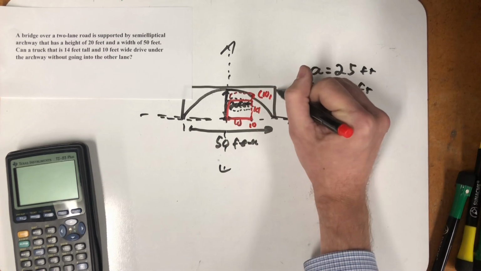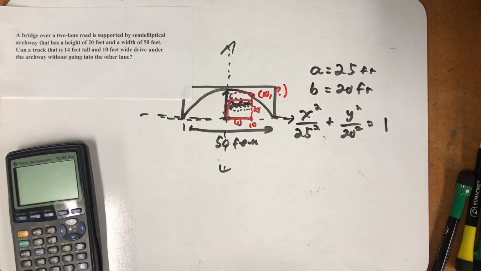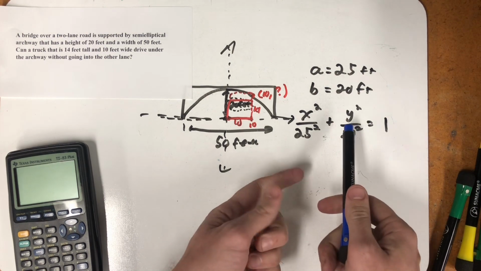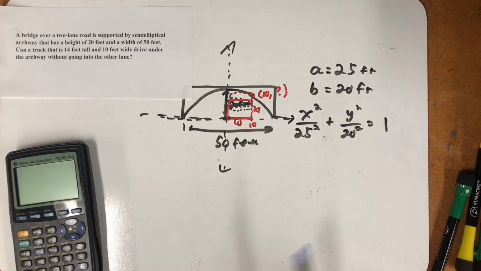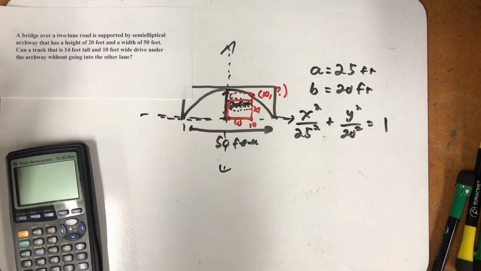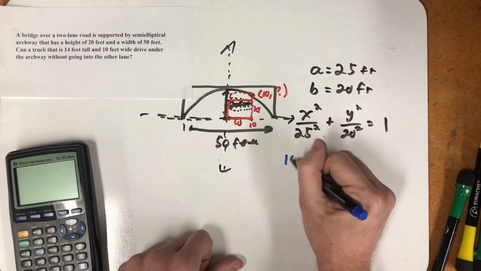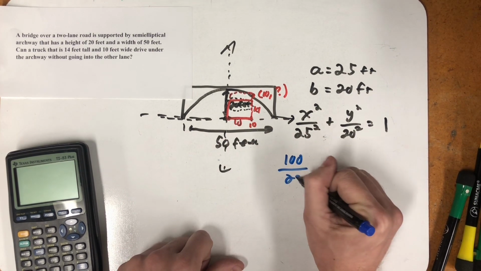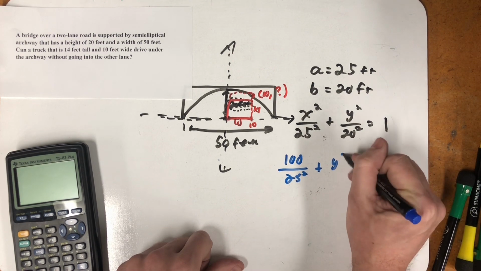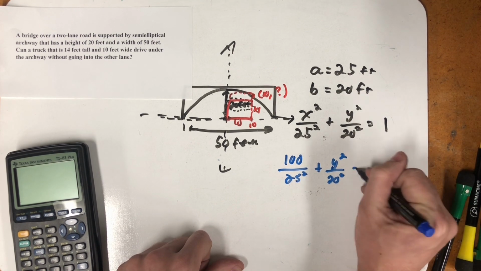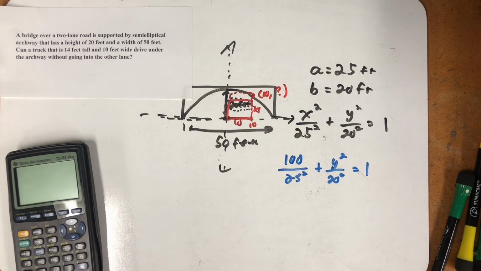Thinking about that as the point (10, whatever it is). All right, so I'm going to plug 10 in for x and we're going to find y. And then the question really is, is that y value higher than 14? If that y value is more than 14, then our truck will fit. All right, so we plug in a 10 and we get 100 over 25 squared plus y squared over 20 squared is equal to 1. And we need to get y by itself.